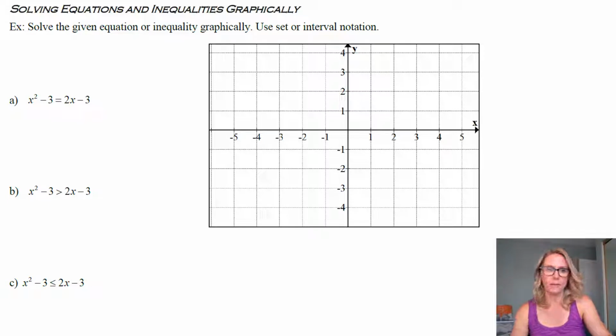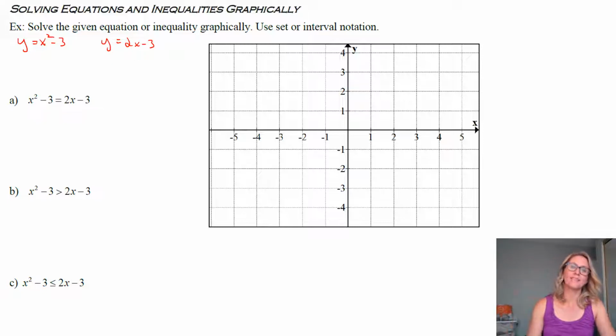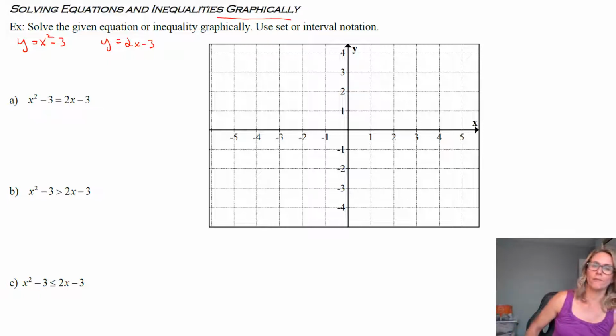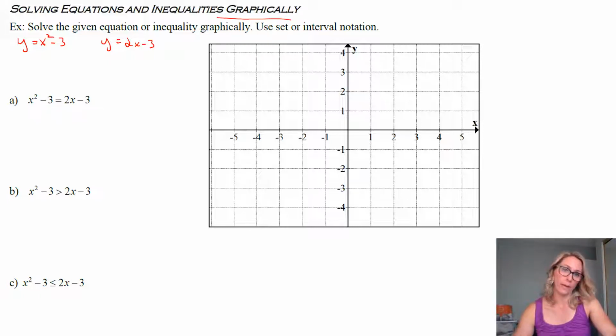So what I mean by that is, if you take a moment and you graph y equals x squared minus 3, and you take a moment and you graph y equals 2x minus 3, that's how we can solve this. Because again, our job here is to solve this graphically. So if you're like, I want to do some other stuff, we've talked about other stuff. Yes, that was algebraically. Solving it graphically means taking a look at both sides, graphing both sides, and then trying to answer from there.